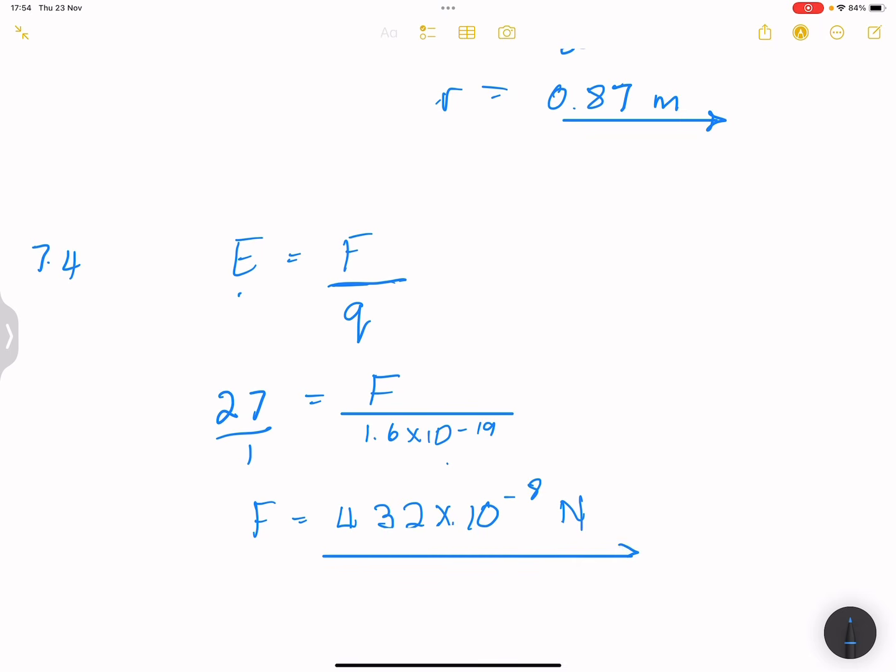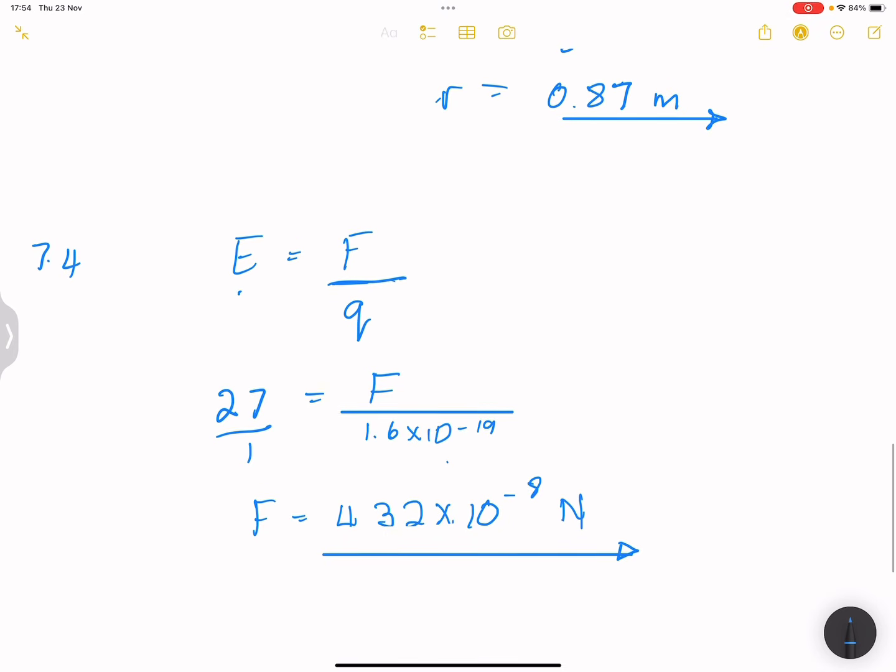All right, but otherwise, whatever the net field was, if we put an electron there, it would go in the opposite direction of that electrostatic field. Obviously, because we assume a positive test charge, but in the case of an electron, it would be negative, right? So that is question 7.